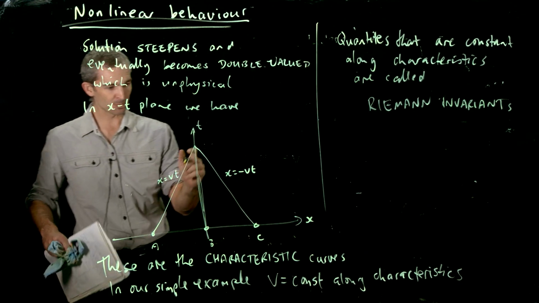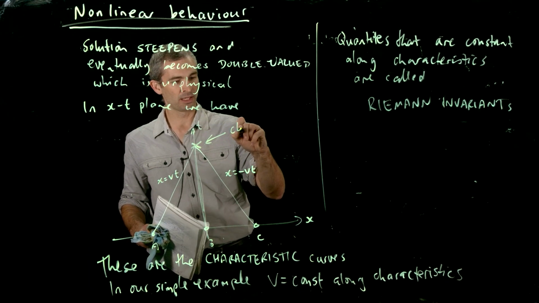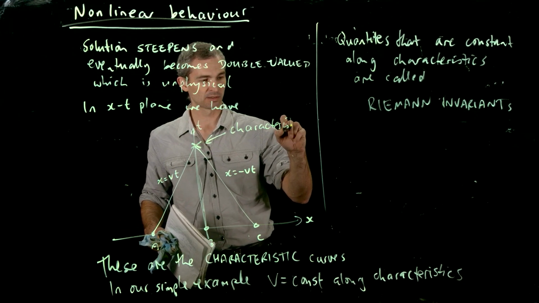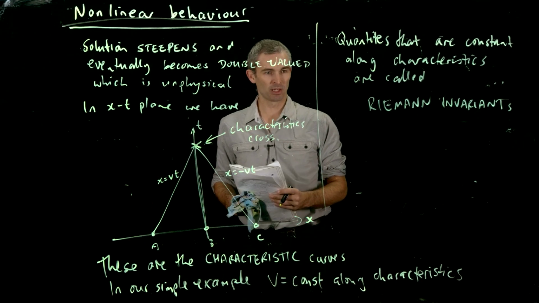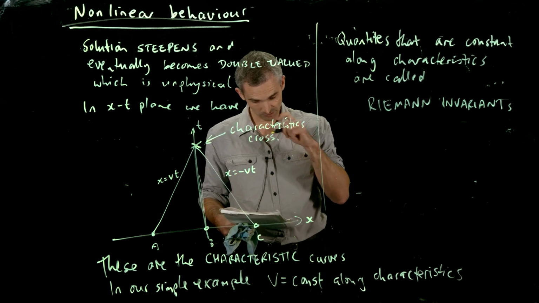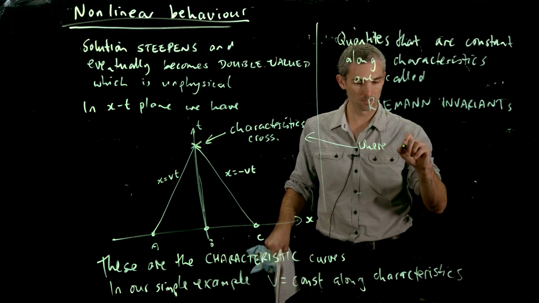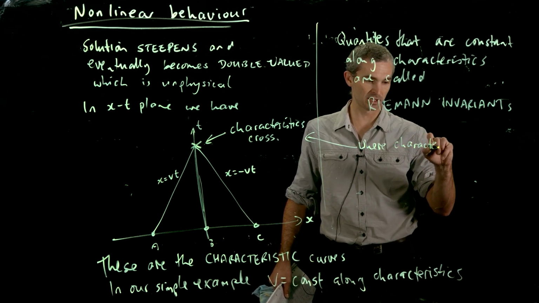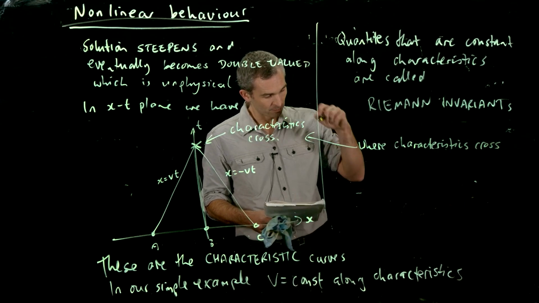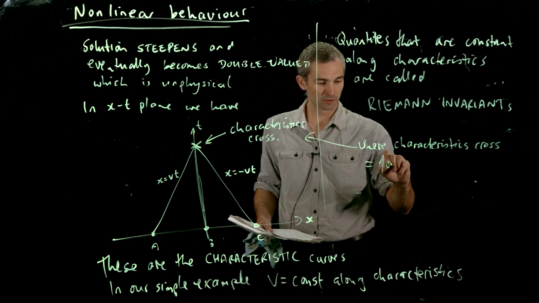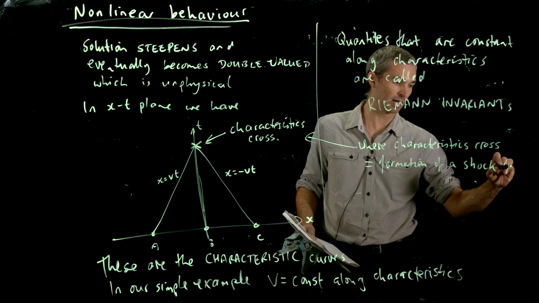All right, and this place where our characteristics cross, here we say the characteristics cross, this point corresponds to the formation of a shock wave. So where characteristics cross is what we call the formation of a shock front or shock wave.